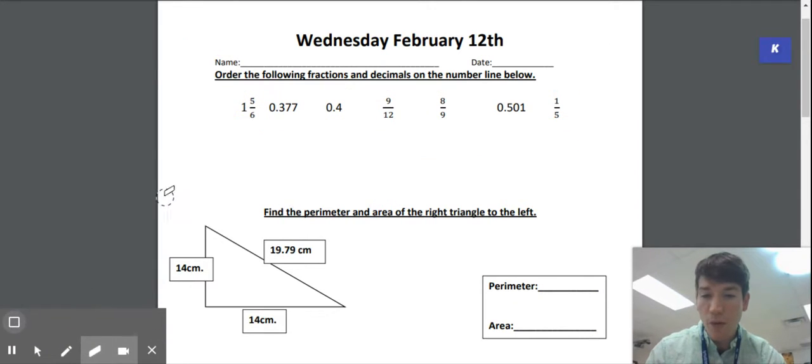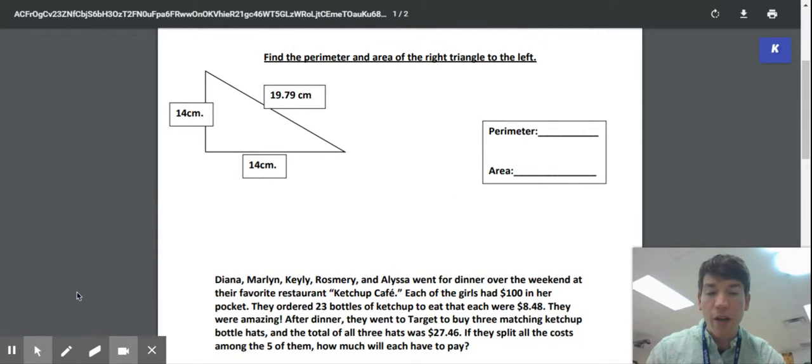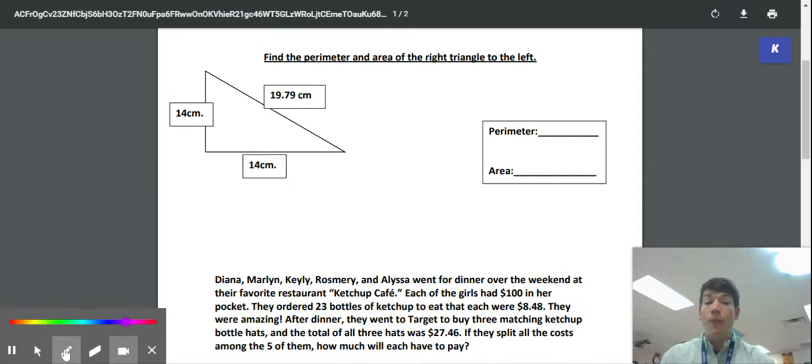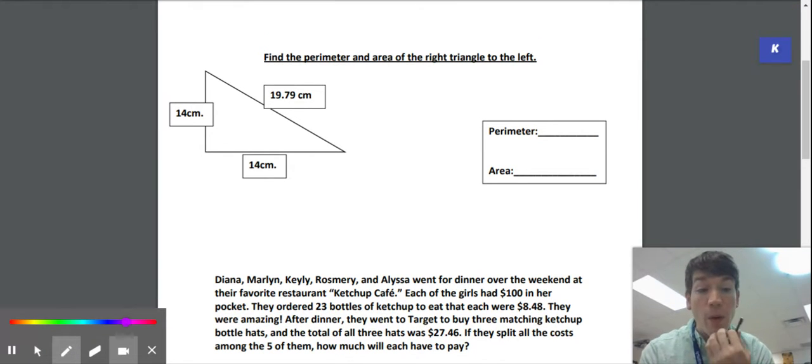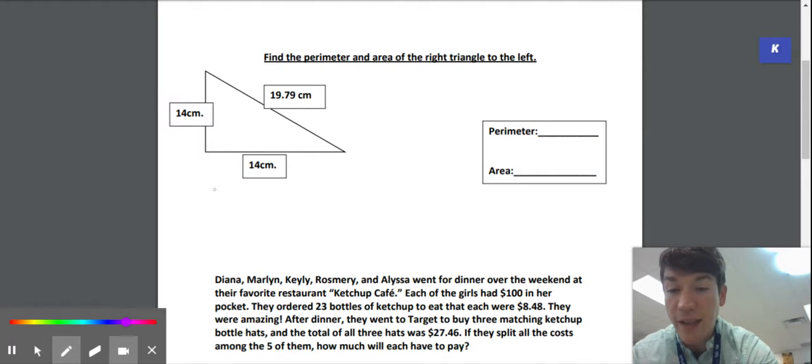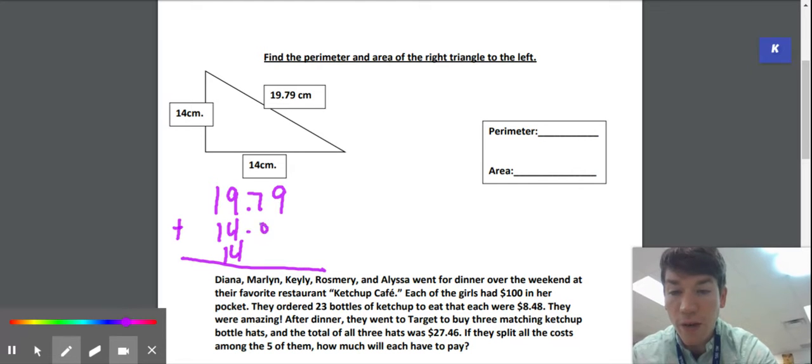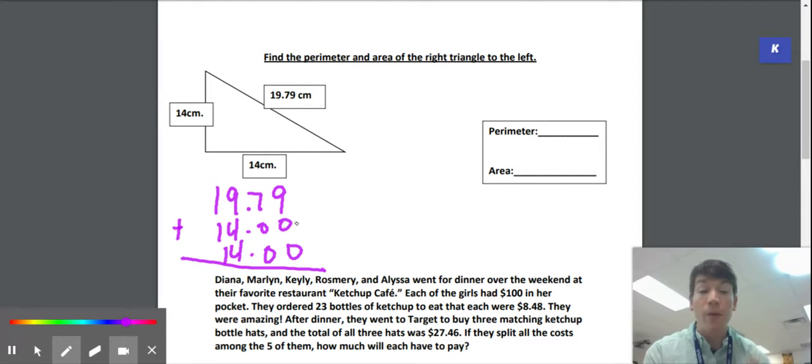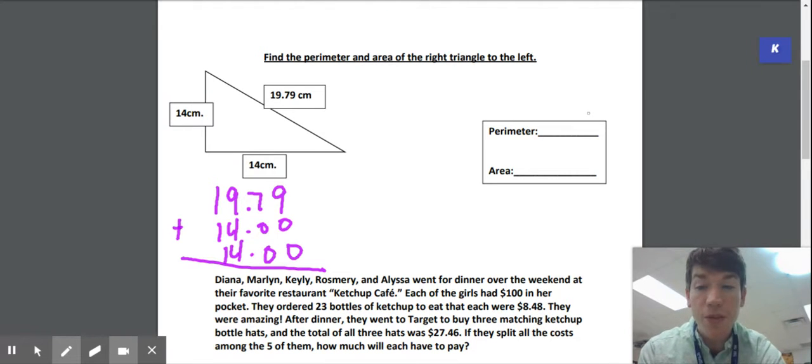All right, move on to the center section. It says to find the perimeter and area of the right triangle. Now, first off, when we're finding the perimeter, remember it's just the distance around the outside. So I'm just going to add together 19 and 7900 plus 14 plus 14 more. And that's going to give me my total perimeter there. Remember, perimeter is just the distance around the outside. Now, perimeter is always just going to be in basic units, which in this case is centimeters.